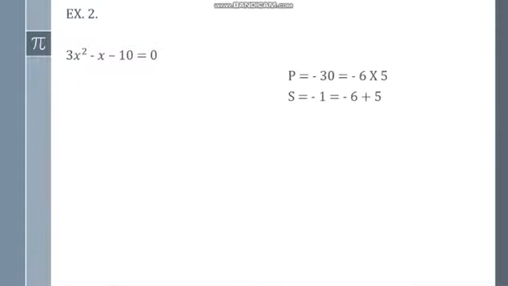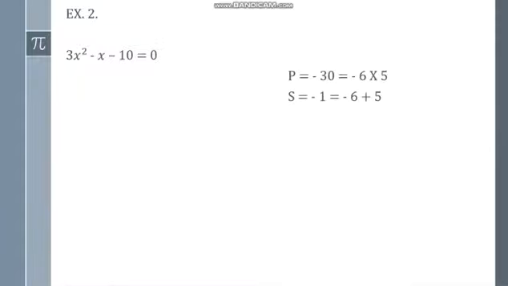Now we will see the second example. The question is 3x square minus x minus 10 is equal to 0. Now here the first term coefficient is 3 and the last term is minus 10. So if we multiply the first term into the last term, we will get the product 3 into minus 10, that is minus 30. Okay, and the middle term is given as minus 1.